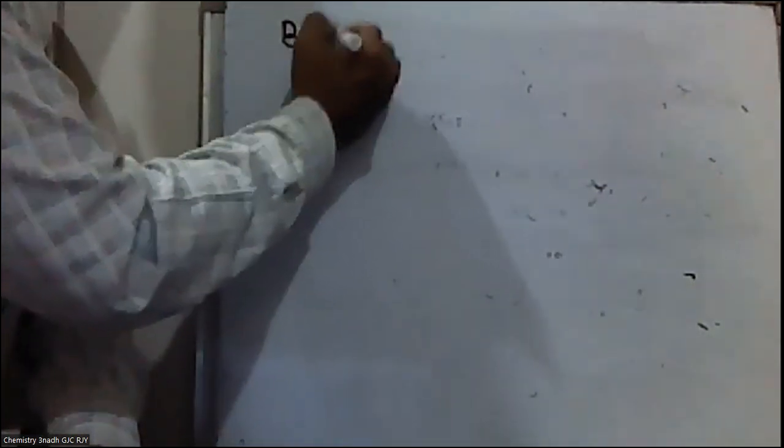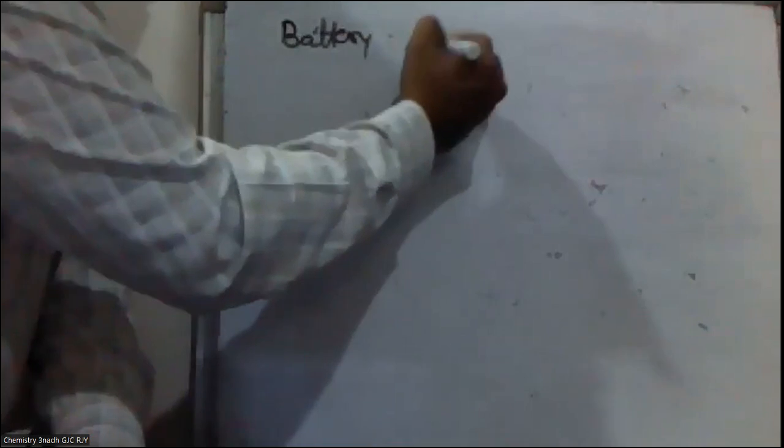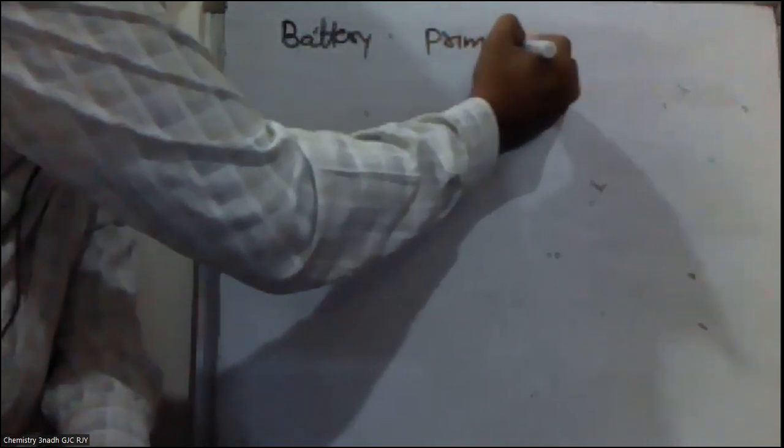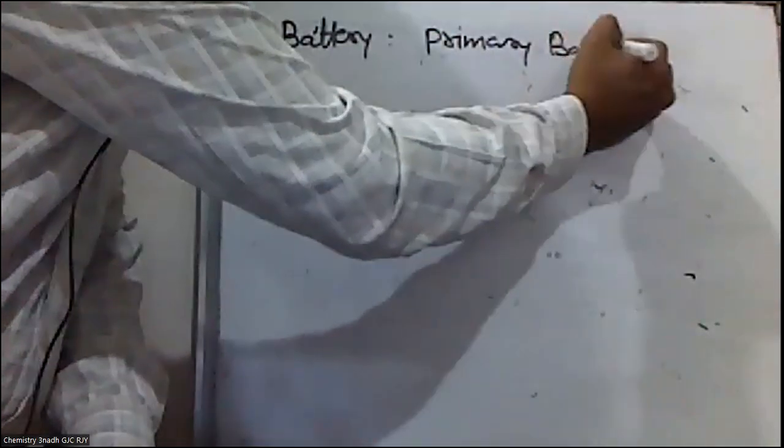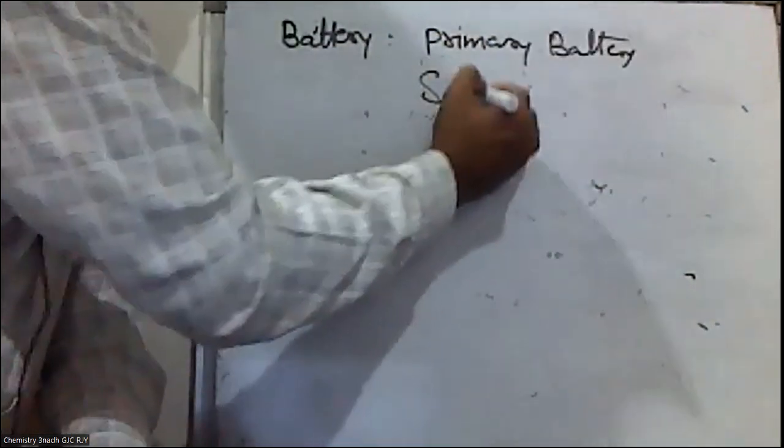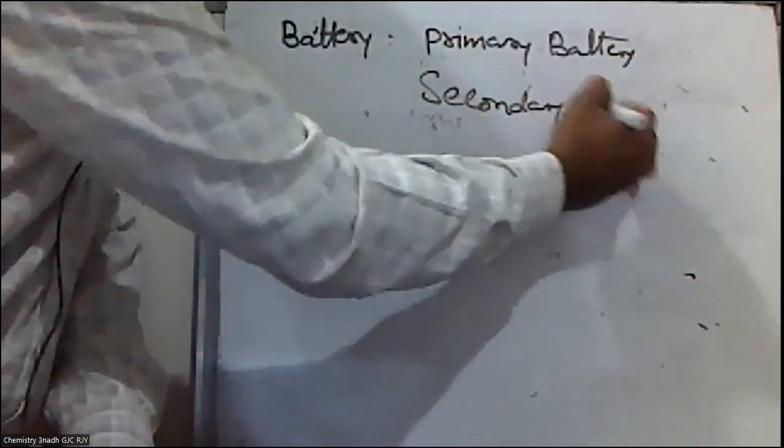There are mainly two types of batteries. One is the primary battery and the other is the secondary battery.